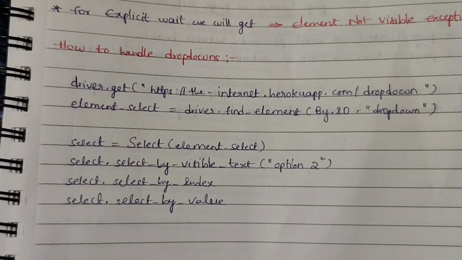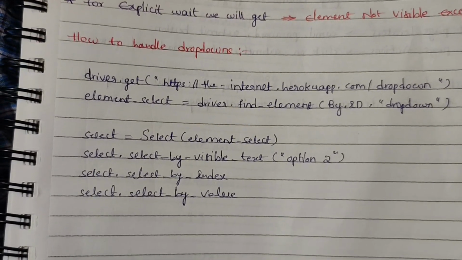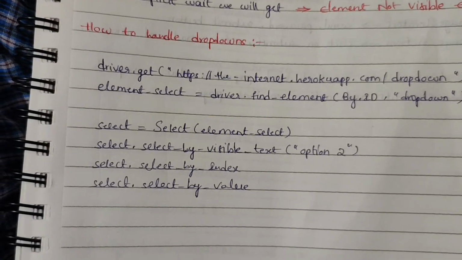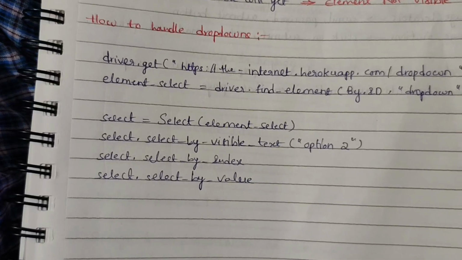We have to mainly focus on the Select class. That element variable we have to pass here. We have to store in one variable. So that variable: select_by_index, select_by_value, select_by_visible_text.